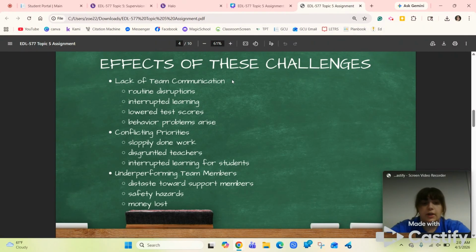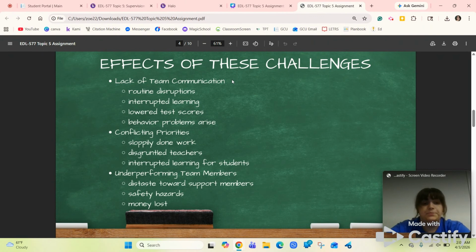Conflicting priorities at work result in sloppily done work, disgruntled teachers as their classrooms are being taken over without any notice and they have to move, they have to do things at the drop of a hat. It is not what they prefer to do. And interrupted learning for students once again. If we are taking over their classroom or performing a task in their room, they are not going to be able to pay as much attention to the teacher and to their lessons as they would be if we were not in the classroom.